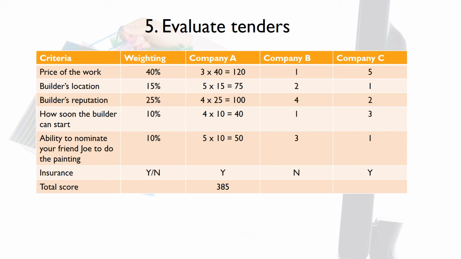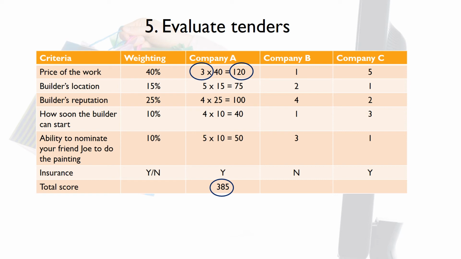In this example, Company A scores 3 out of 5 for cost. Company B scores 1, which suggests that their cost was the highest, and Company C scores 5, which might be a result of their cost being the lowest. But do be careful attributing cause to these scores if you don't have the tenders in front of you. To take into account the weighting value of cost, we multiply the score by the weight. So company A ends up with a score of 120 for cost. The process is repeated for all criteria, and the sum of the multiplied scores is found at the bottom of the column. Notice there is also a yes-no criteria, which is for the presence of insurance.